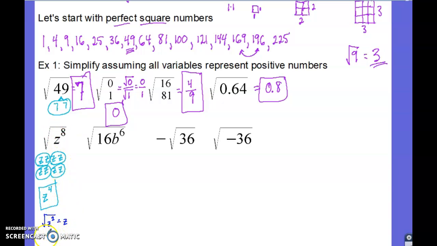So really what's happening is we have the square root of z squared times z squared times z squared times z squared. Now the square root could go over everything, or just like up here, you can do each piece individually. So the square root times the square root times the square root times the square root. And as I mentioned before, each one of these square roots cancels out with the square, so we're left with z to the 4th.